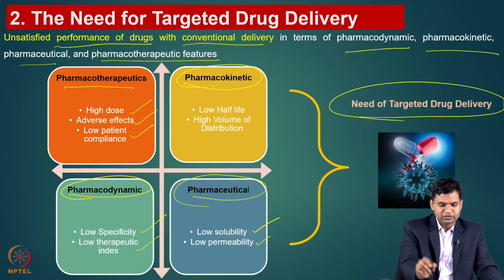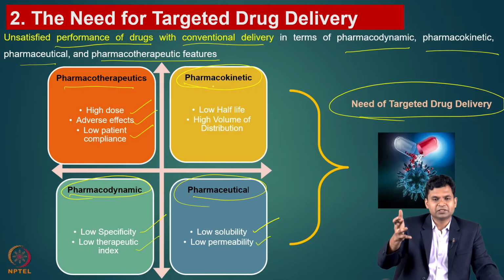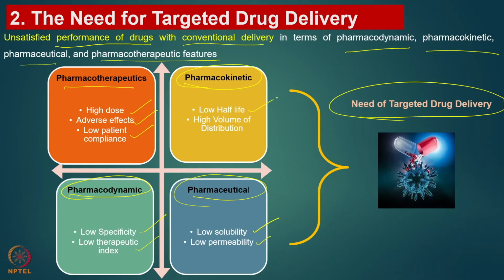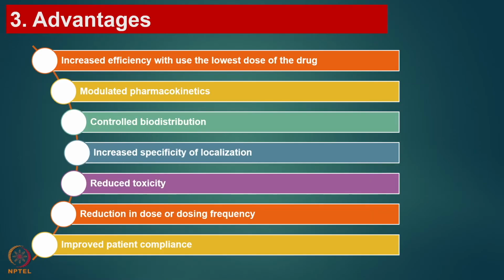As we know, when you target, your pharmacokinetic profile will vary compared with conventional systems. You can improve the half life and also optimize the volume of distribution of your drugs. So, targeted drug delivery systems are one solution to all these conventional limitations, and we can improve the performance of the drugs.